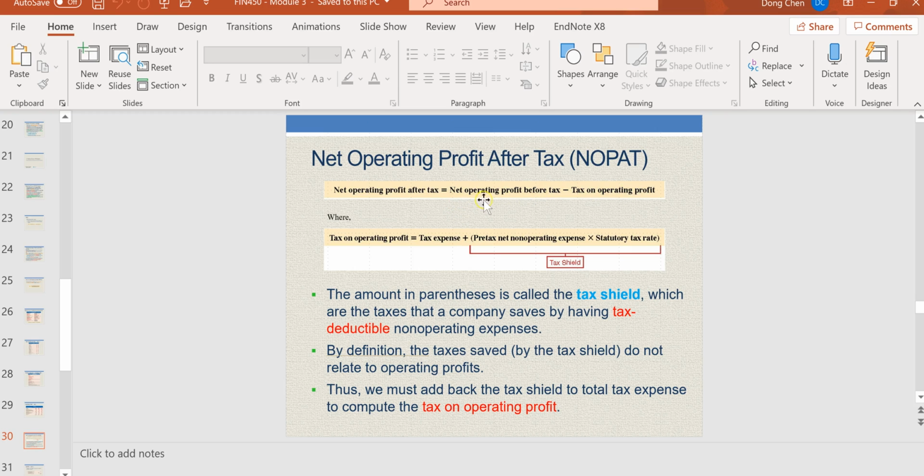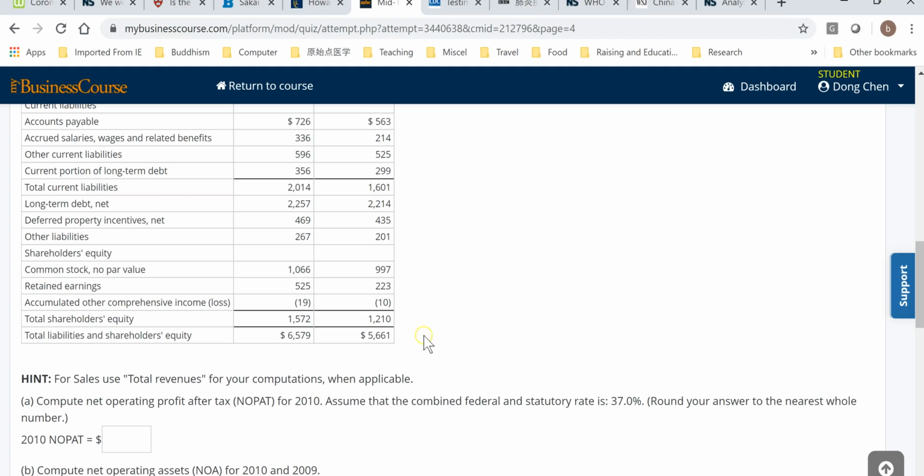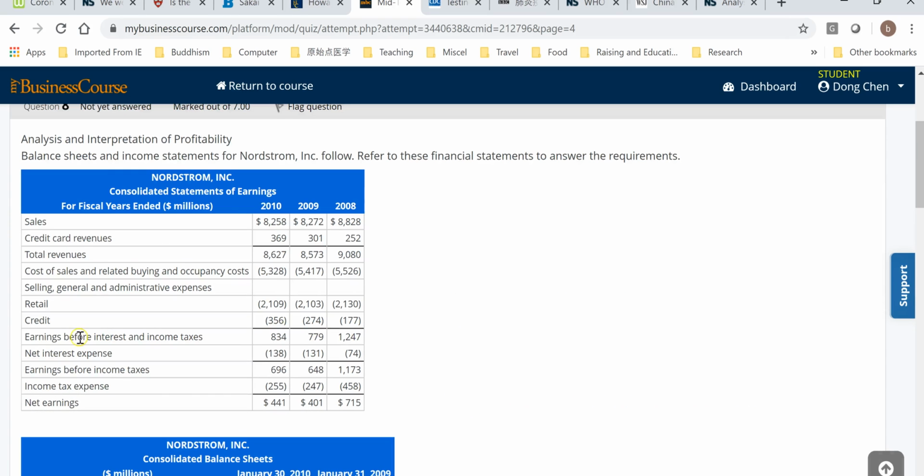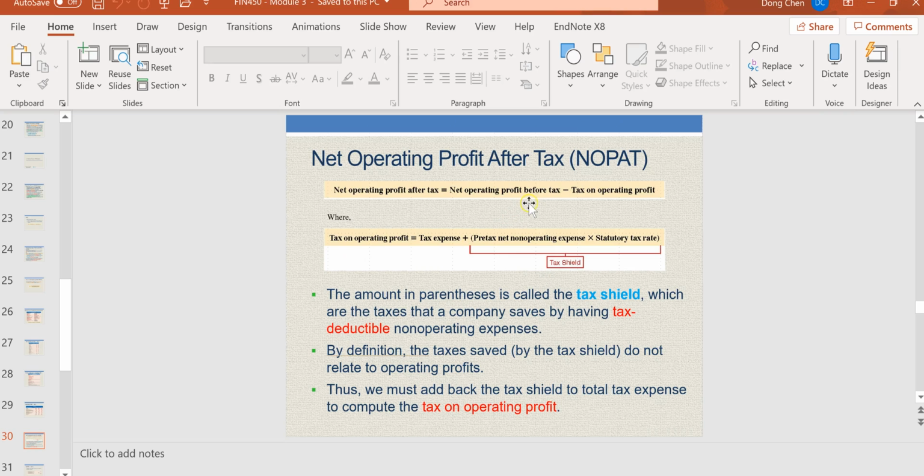So this net operating profit before tax, generally speaking, is simply the earnings before interest and taxes. So we just look for the information, earnings before interest and income taxes. That's basically the net operating profit before tax. And then we need to deduct the tax. And the tax basically is the tax expense plus the net non-operating expense multiplied by the statutory tax rate.